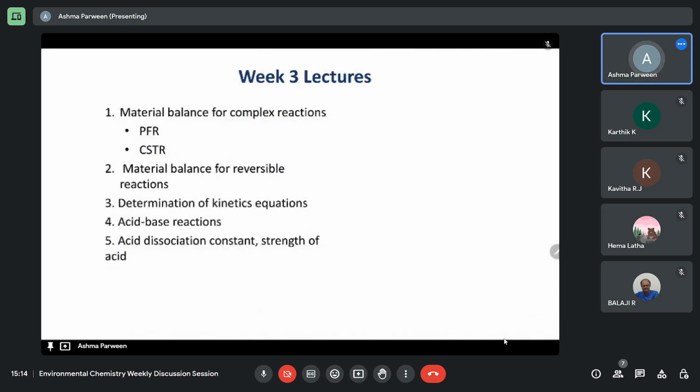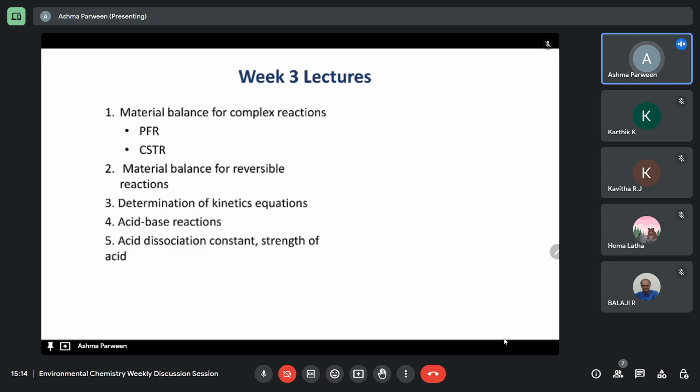So in week 3 lectures, the first two lectures were about material balance for plug flow reactors, batch reactors and CSTR reactors. In these two lectures, you can find the derivation for each of these reactors, followed by the end equation you will get. So in the examination and also in the assignment questions, the question will be based on the end equation which we get.